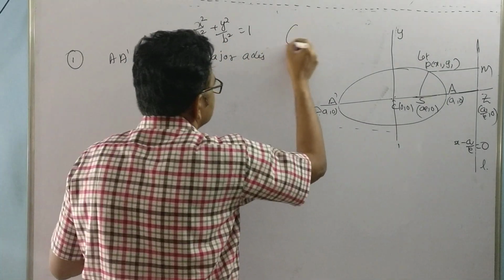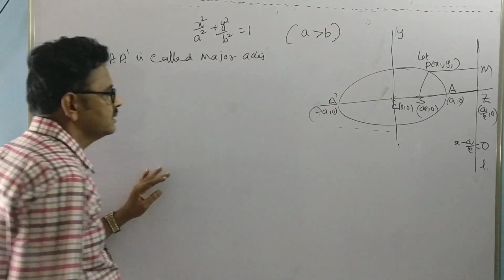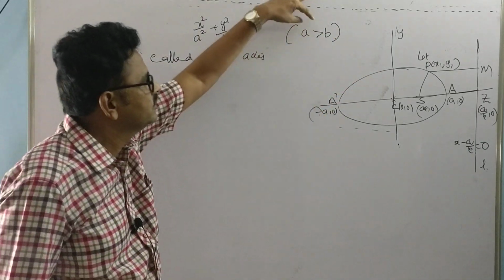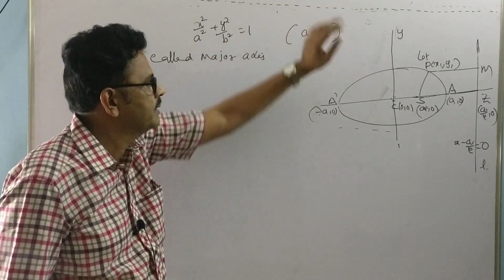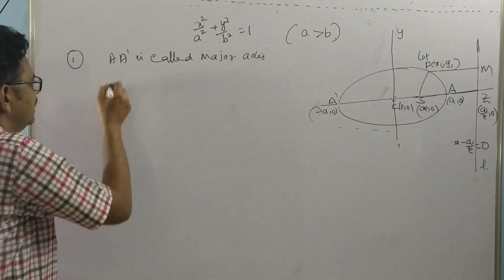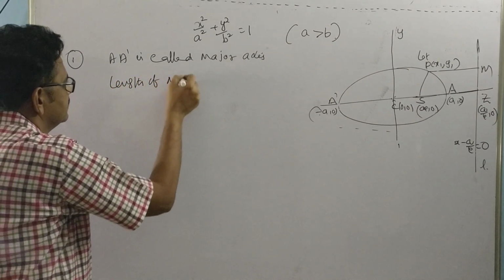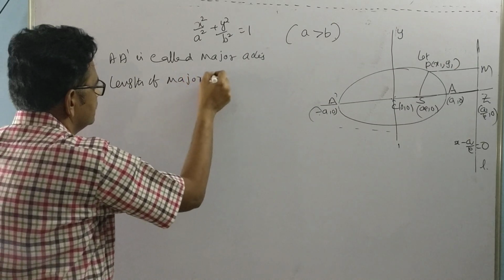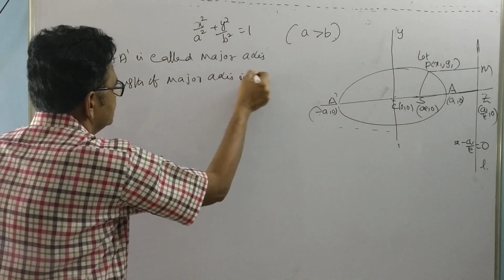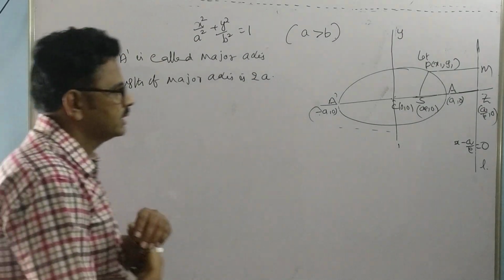Here a is greater than b. We will discuss all these cases later, so in general you treat it as a greater than b. A A dash is called major axis. The length of major axis is 2a. Next point.